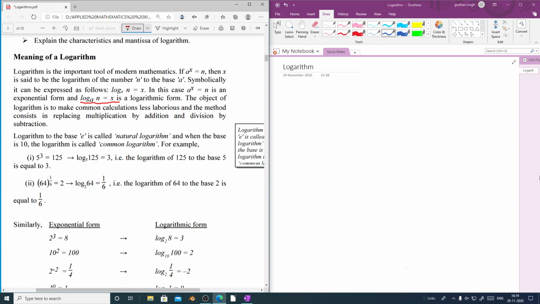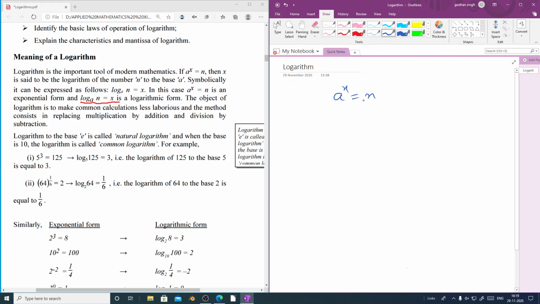The object of logarithm is to make common calculations less laborious, and the method consists in replacing multiplication by addition and division by subtraction. So first of all, let us see what this logarithmic function is. Suppose we have the exponential function a raised to x equals n. Let this be the exponential function.